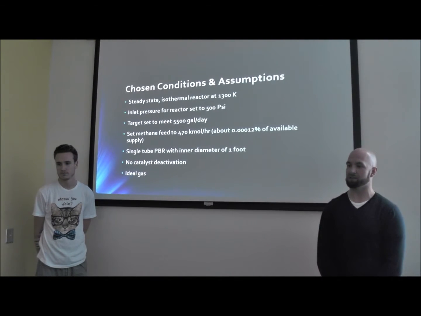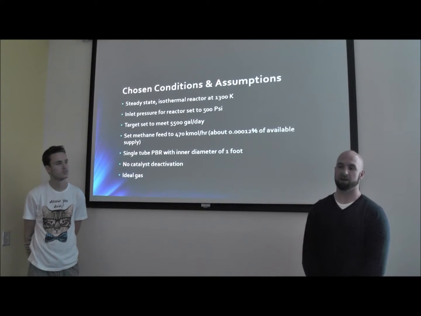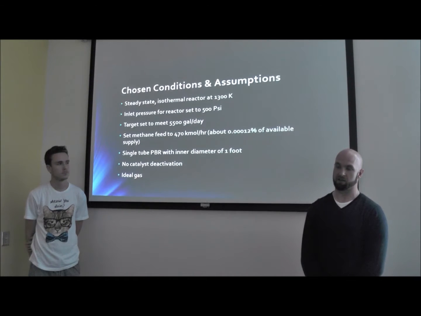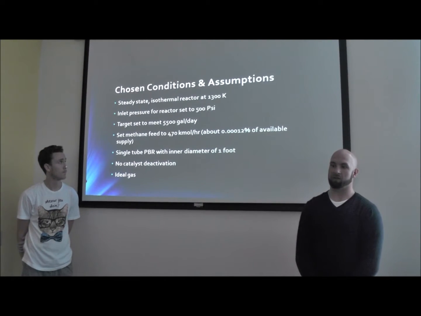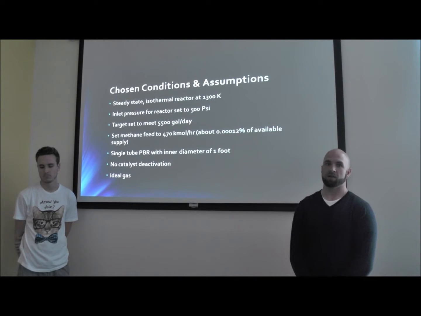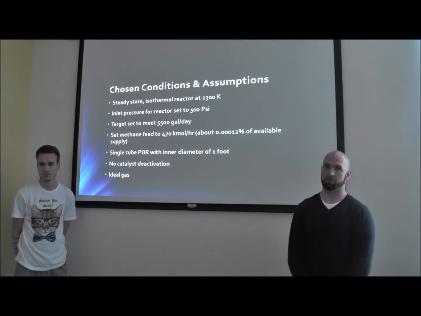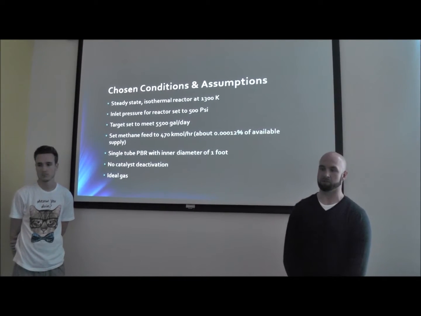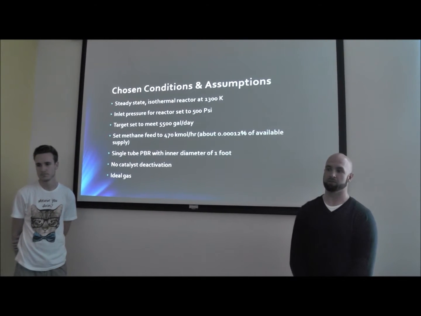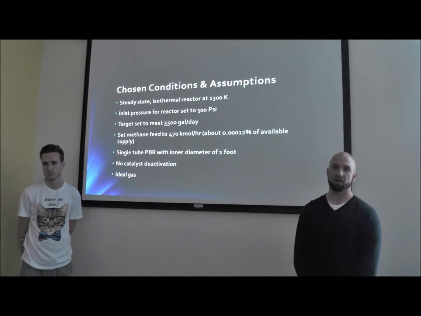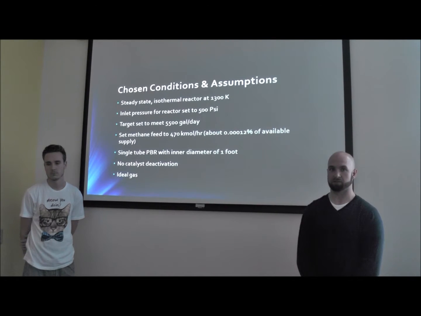Our production target was 5,500 gallons per day of benzene, based on the smallest current benzene production plant, so we said if we could meet that, we could at least be profitable. We set the methane feed at 470 kilomoles per hour, which is a pretty high feed flow rate, but we needed it to account for the low conversion, as we'll see in the results. We modeled a single tube packed bed reactor with an inner diameter of 1 foot, and the assumptions that we made are that there's no catalyst deactivation, and we modeled the gases as ideal gases.